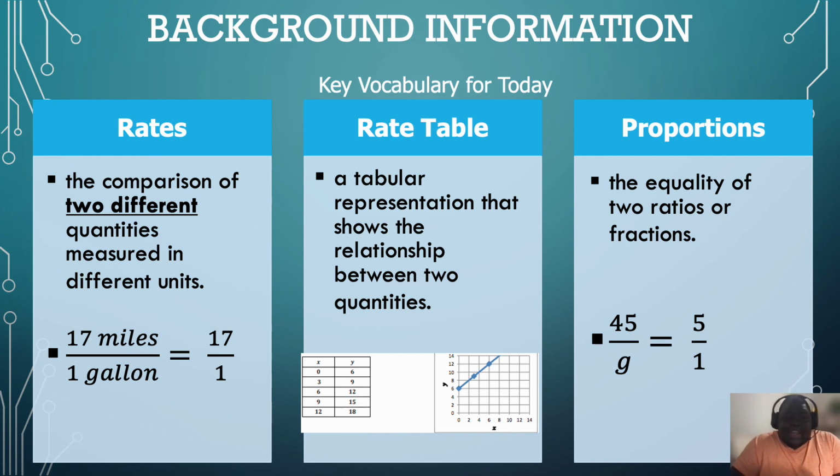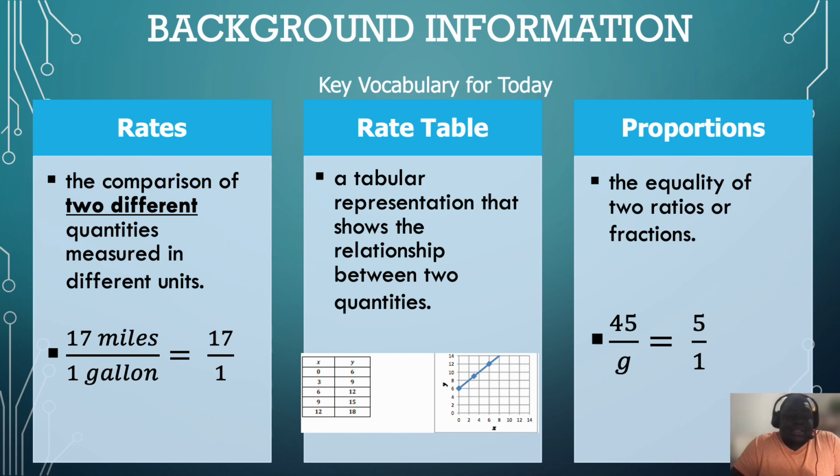In your math journal, we're going to go over the vocabulary terms. This is the key vocabulary for today. So open up your math journal, turn to a blank page, and write key vocabulary for lesson 6. Our first vocabulary word today is rates: the comparison of two different quantities measured in different units.